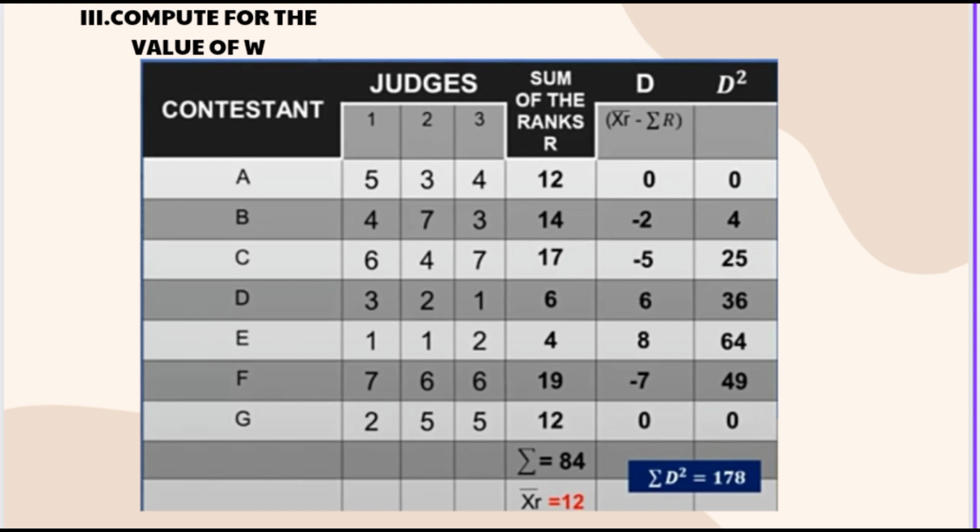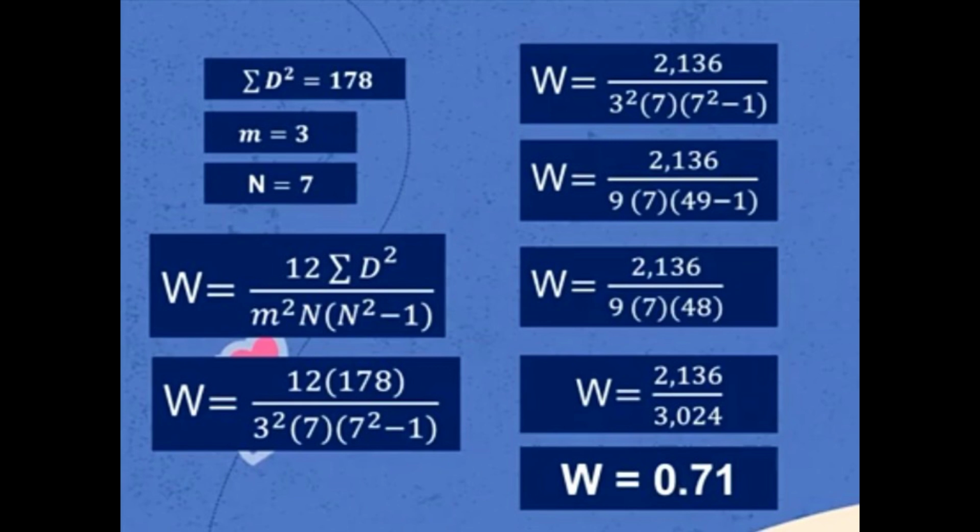Then we add the D squared, so the summation of D squared equals 178. After we have the values of the summation of D squared, M, and N, we substitute them into Kendall's formula and solve. There we get 2,136 all over 3,024. So that is our Kendall's W value.